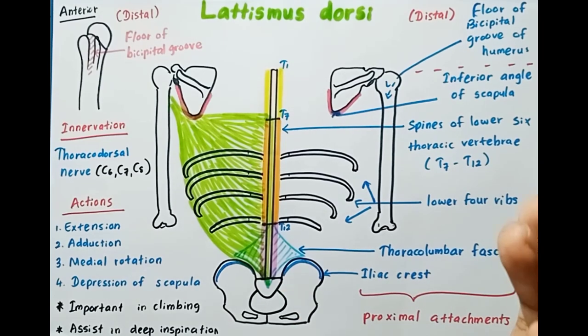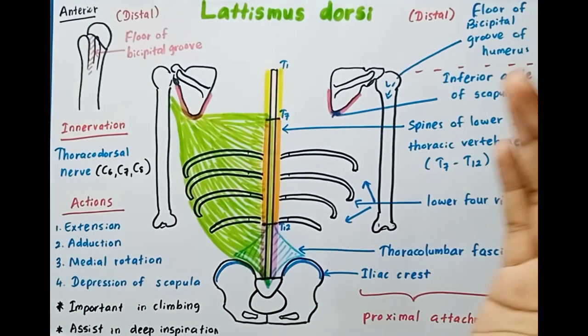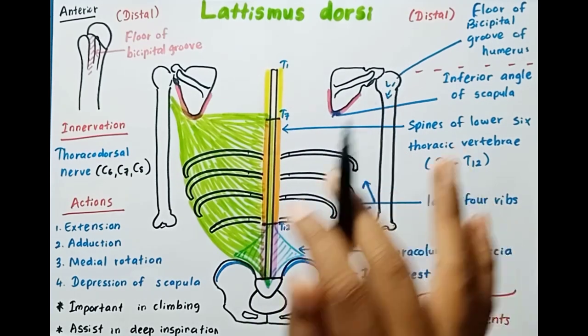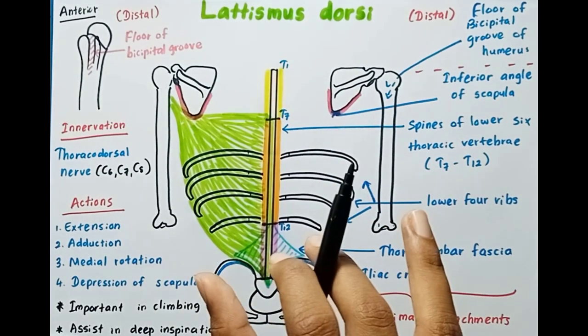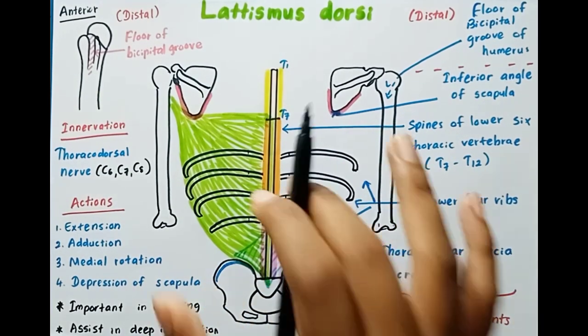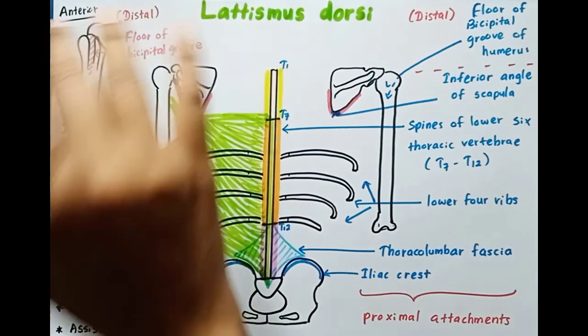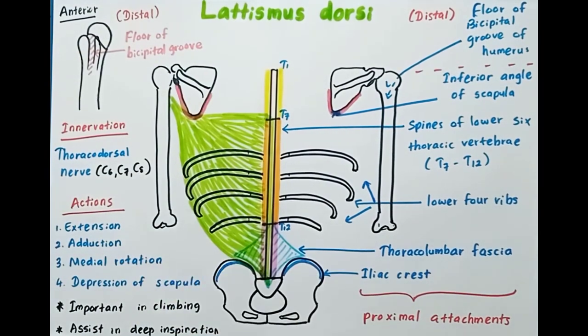And the other point is, with the combination of pectoralis major muscle, this latissimus dorsi is a powerful adductor of humerus and also for the downward rotation of scapula. So that's all about this latissimus dorsi muscle. I think you have got a clear idea about this muscle, as these are the proximal attachments, distal attachment, innervation and actions.